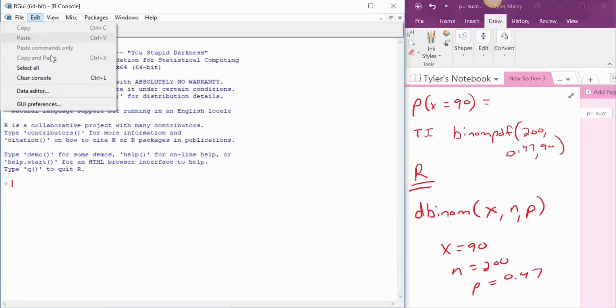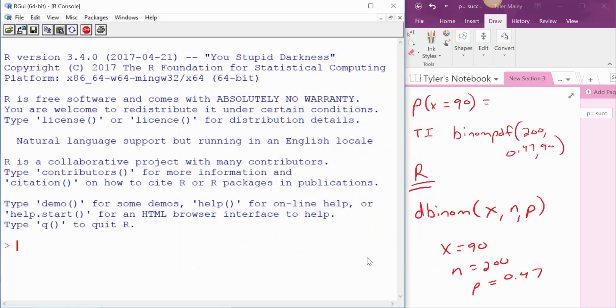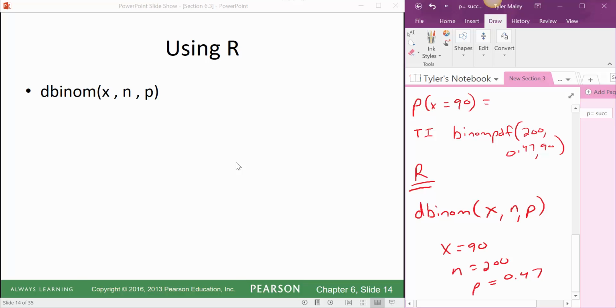Let me make the font bigger. Right, so we'll just type this command in, right? So it's dbinom, then type in x, which is 90, comma, n, 200, comma, 0.47. Right, and we get the same probability, right? Roughly about 5%. So not too bad, right?